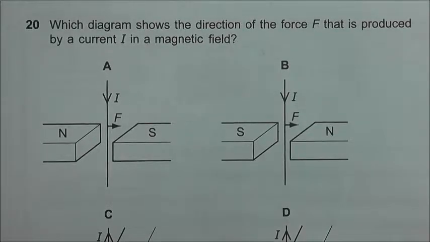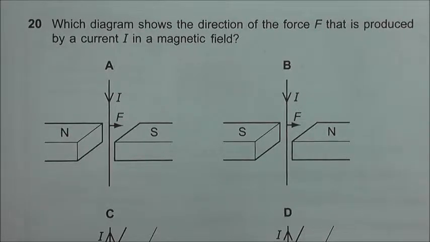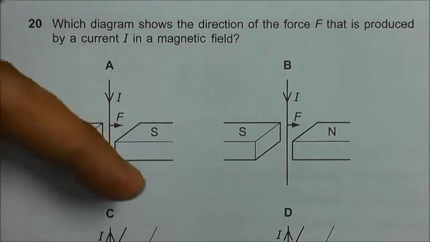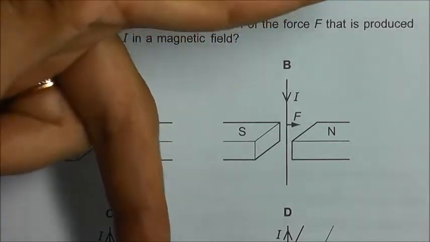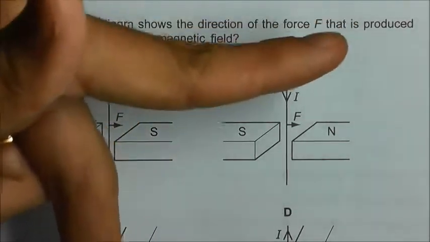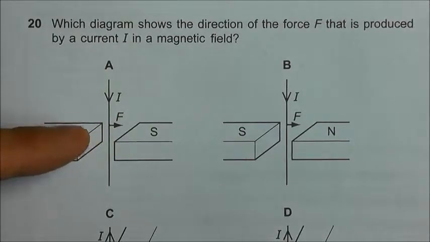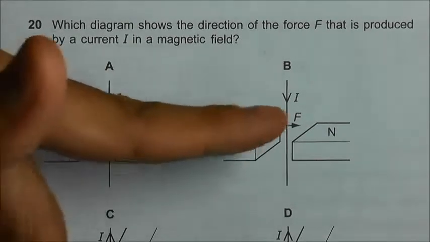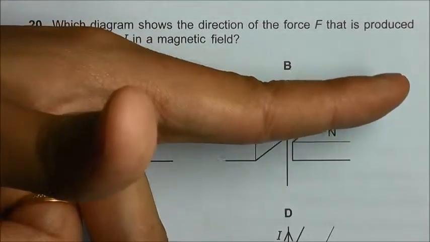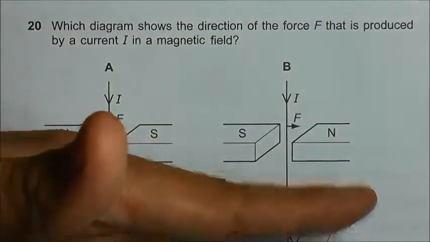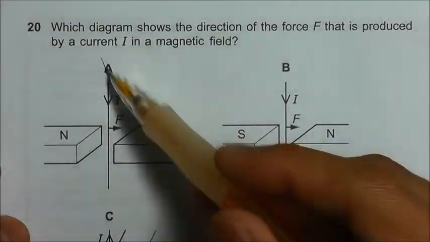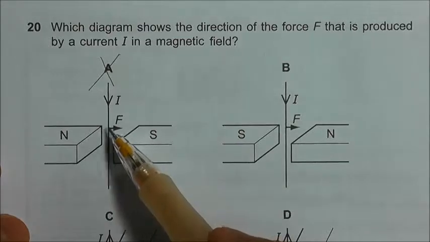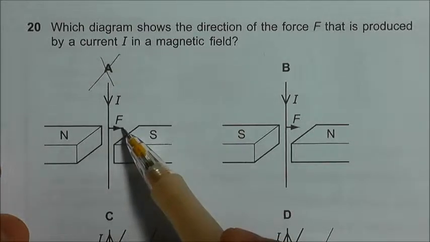Okay, we have a current that is flowing in a magnetic field. So we are supposed to identify the correct direction. So for option A, the current is flowing downwards. So Fleming's left hand rule: the middle finger pointing downwards, and then the index finger pointing from the north to the south pole, and the thumb is pointing out of the paper. Okay, so option A is wrong. The force should be out of the paper instead of to the right.